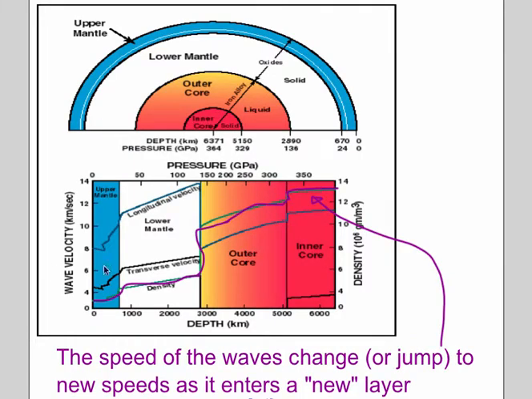To look at it differently, here we have a wave, and it's traveling and it, boom, jumps into a new speed, boom, jumps into a new speed, boom, jumps into a new speed throughout different layers. The speed of the wave changes or jumps to new speeds, could jump up or down as it enters a new layer. This is how we realize that there are different layers.